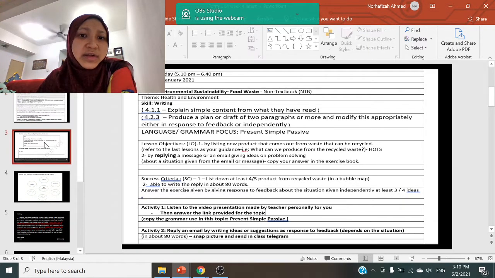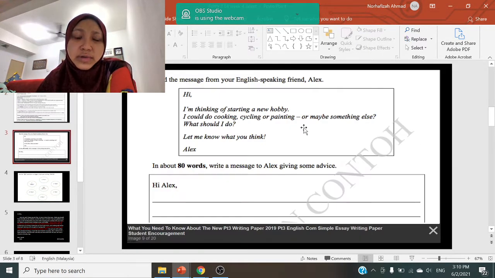If you look at the question for this lesson, I already prepared a PT3 example question. This is an example of a PT3 question for paper 2, writing part 1. First, how to answer this? Don't forget to read the question first, and then underline the keywords of the question.